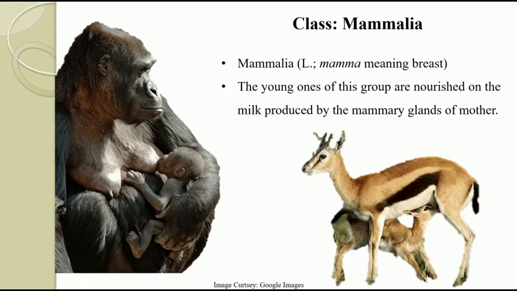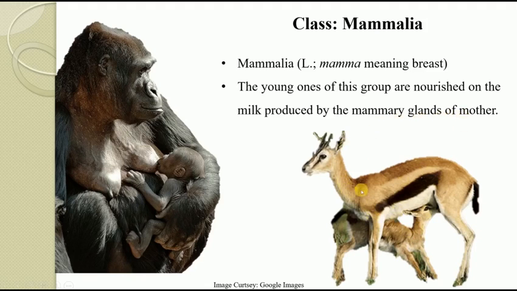What is meant by class Mammalia? The word Mammalia comes from the Latin word mamma, meaning the breast. The most characteristic feature of all mammals is the presence of the mammary gland, or the breast in the female, which is useful for providing nourishment to the young ones. The young ones of this group are nourished on the milk produced by the mammary glands of the mother.